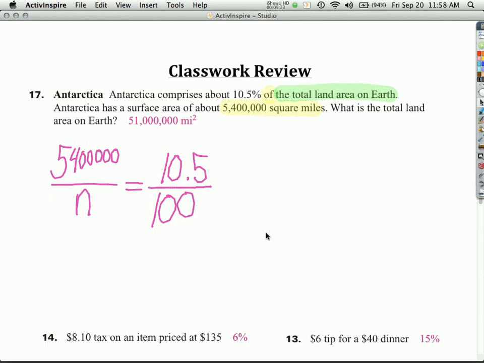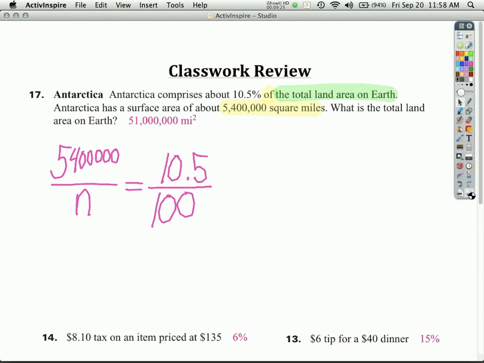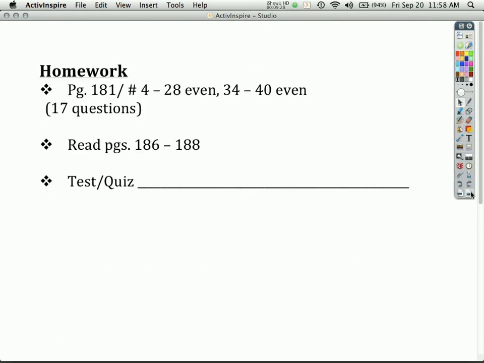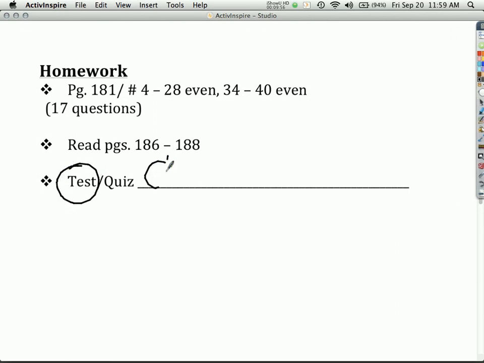Comments, questions? Okay. Draw a line across your paper. Your homework is page 181. You're doing numbers 4 through 28 even and 34 to 40 even. That's a total of 17 questions. Make sure you write down that it's 17 questions. You're going to read the next section, which is page 186 to 188. Very important. You must read. It's not optional. And your next assessment will be a test on chapter 3 next week.